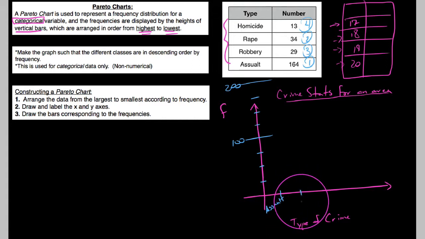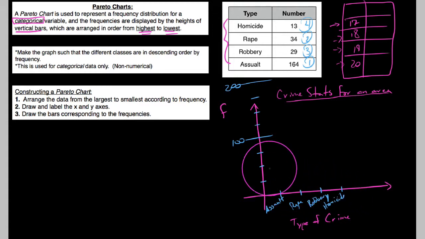The next highest frequency was for rape, so we say rape. Next one is robbery. And then our last category, our least frequent, was homicide. We say homicide for a given area.